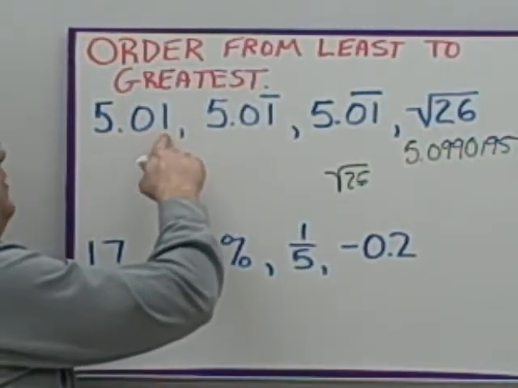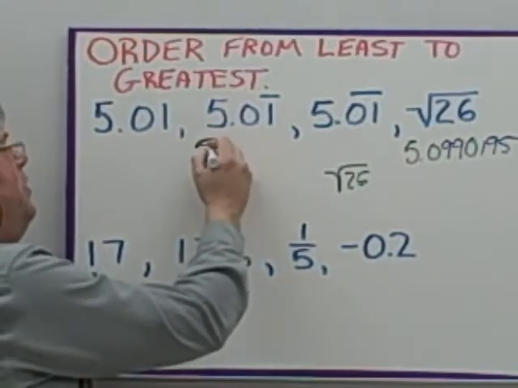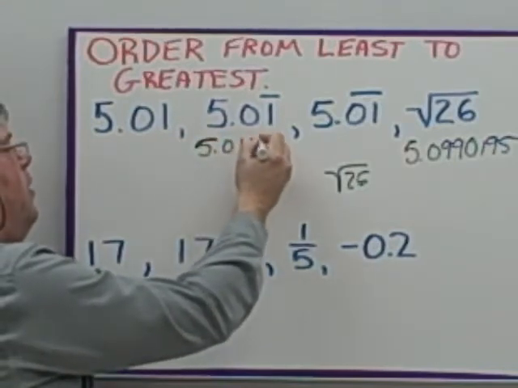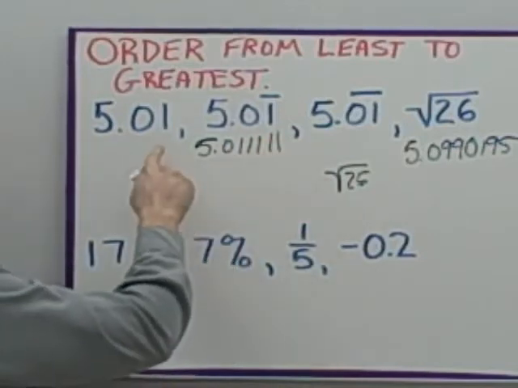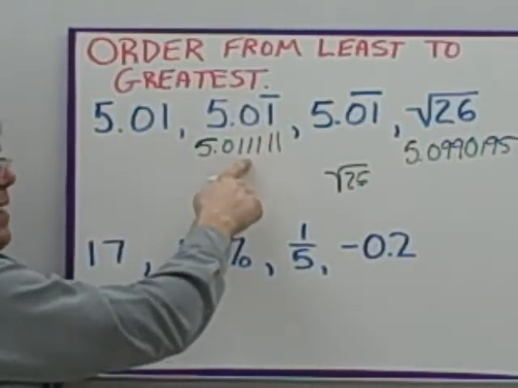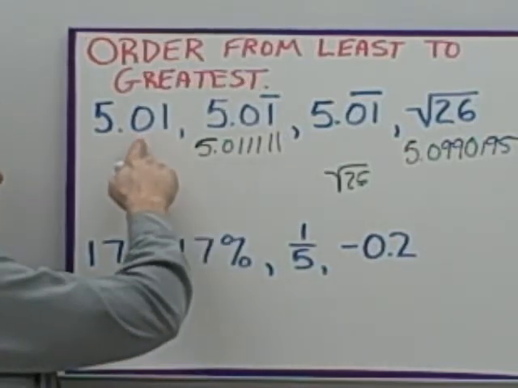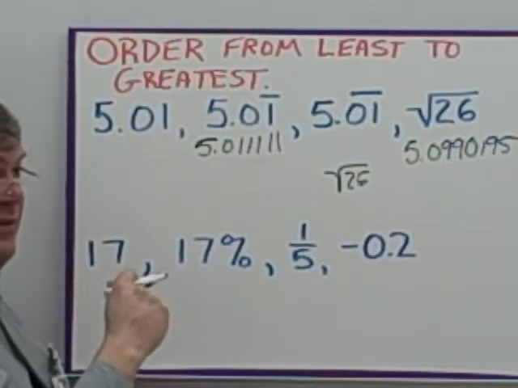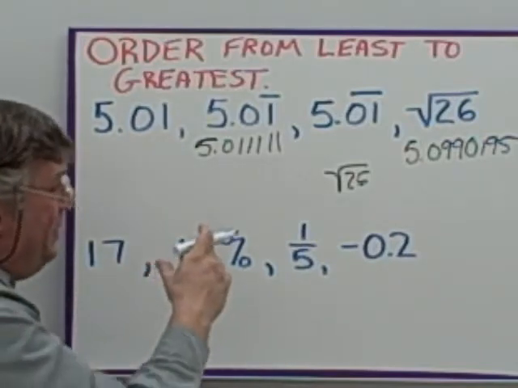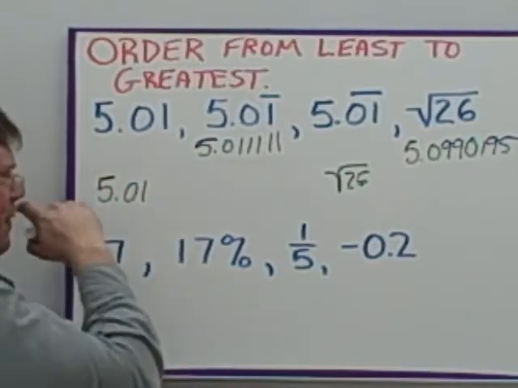Here I've got 5.01. Here I've got 5.01 repeating, which is actually 5.011111. Well, these match all the way up to here, but then this one's got more. Since this one continues, it has more, it's got to be greater than this in value. Not by much, but it is greater than this in value. So the smallest is going to be 5.01.